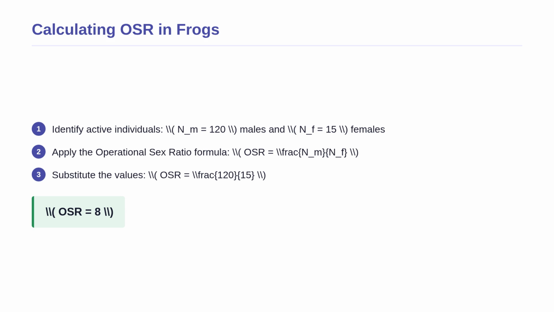We substitute 120 for the active males and 15 for the active females. We only count sexually active individuals to accurately reflect the competitive environment. The final answer is 8. Physically, this tells us there are 8 males competing for every single female, meaning the pond is highly chaotic and females hold all the power of mate choice.